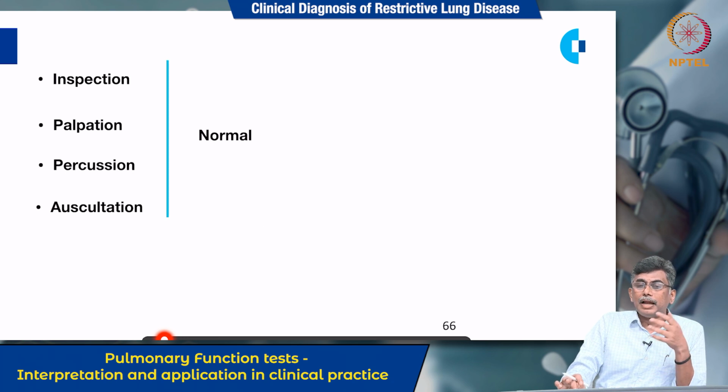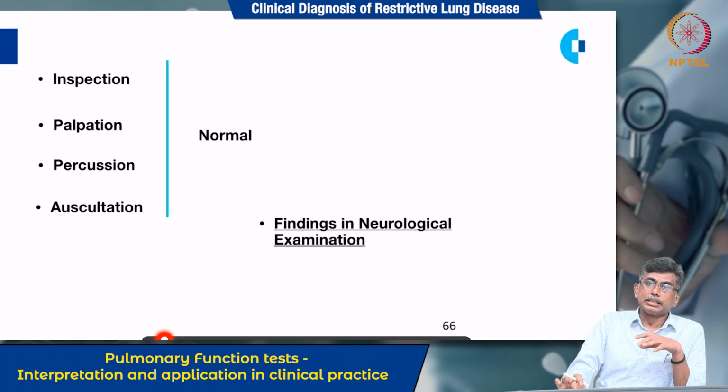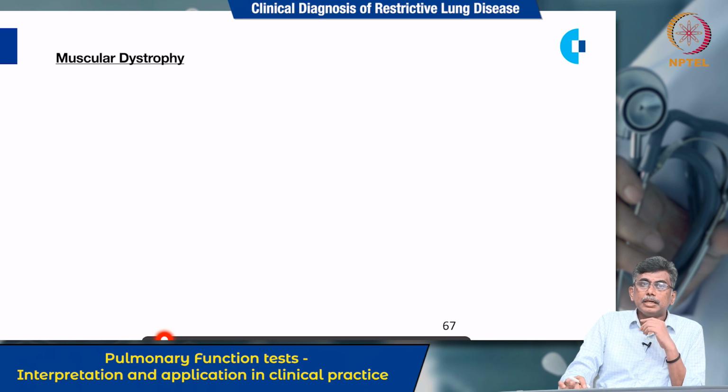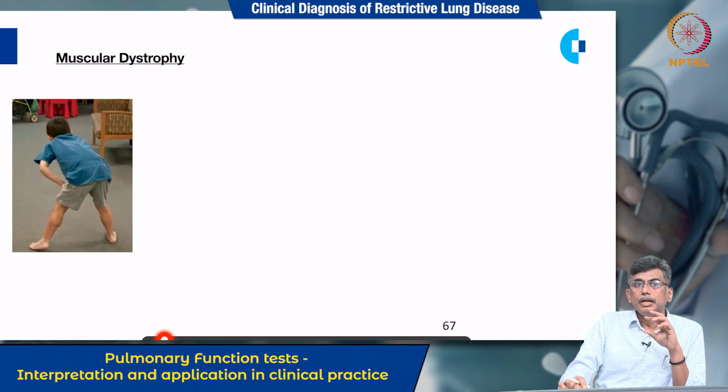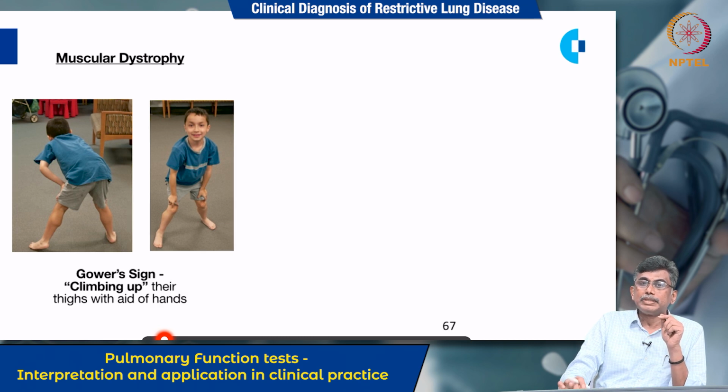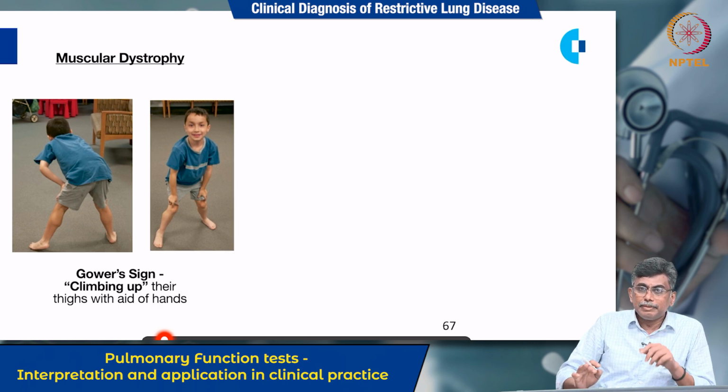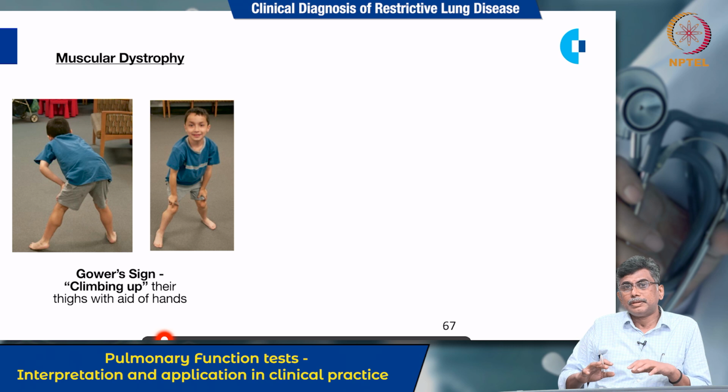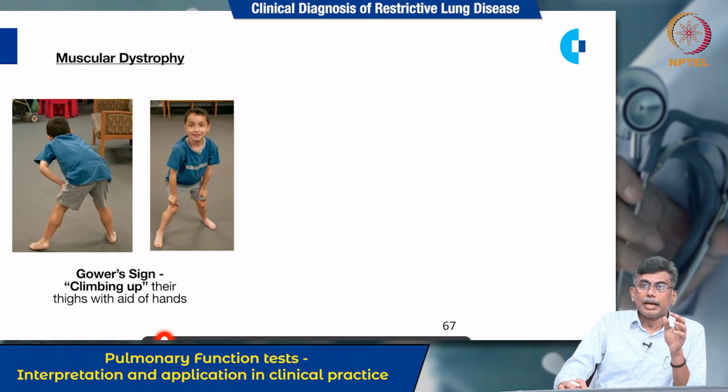They can have a reduced single breath count. Otherwise the respiratory system examination is normal. How to diagnose then? Additional findings, neurological examination only, will pick up the findings. Now what are the findings which can be there in a muscle disease, muscular dystrophy? They have this classical sign called Gowers' sign. What is that? Because there is proximal muscle weakness, they have to climb on their thighs to get up. So this is very important to diagnose muscular dystrophy.